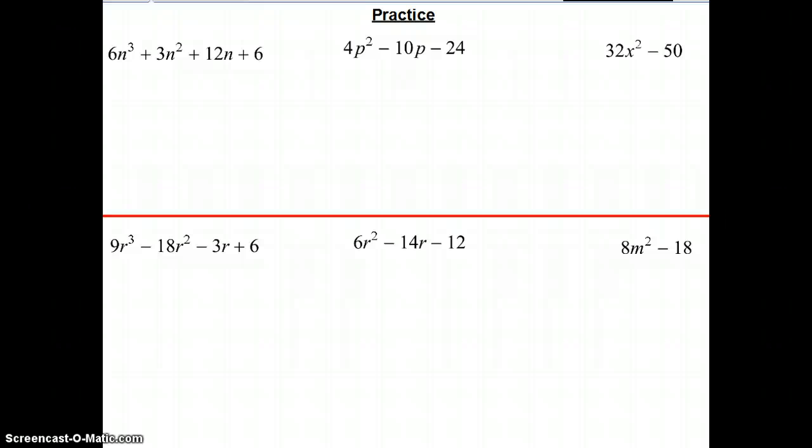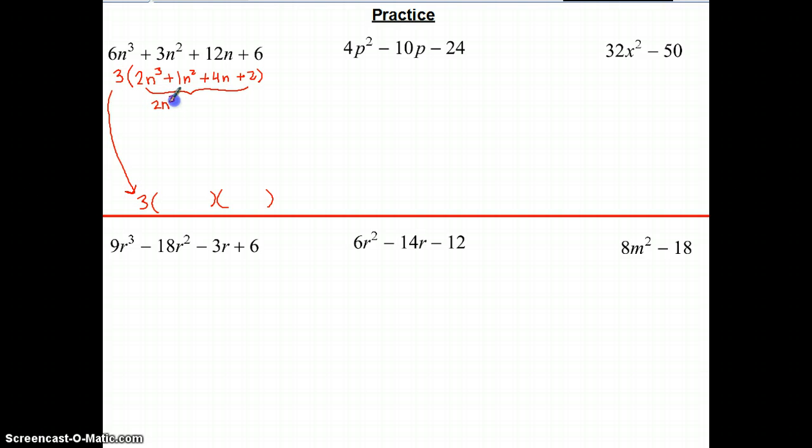For the first, you should have identified a greatest common factor of 3. Factoring that out, you should have 2n to the third plus 1n squared plus 4n plus 2. I'm going to factor this remaining polynomial into 2 factors, so I'm going to go ahead and set that up down below, bringing my 3 down to the front.